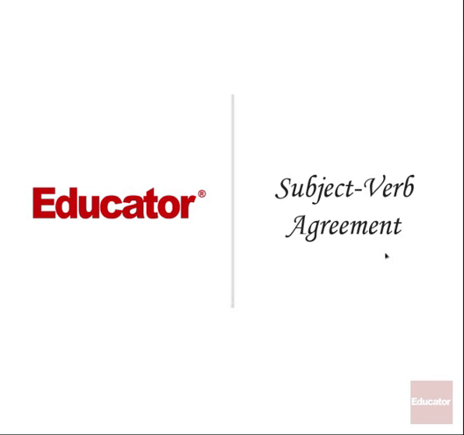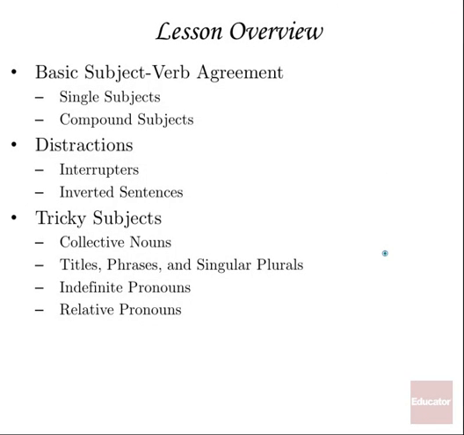Let's get started. All right, we're going to begin with an overview. We're going to talk about basic subject-verb agreement, how to make your subjects and verbs agree when you have single subjects and when you have compound subjects. We're going to talk about a couple of distractions that can make subject-verb agreement more complicated or make it seem more complicated: interrupters and inverted sentences. We're going to look at how to identify those and how to ignore them. And then we're going to look at some tricky subjects that can get in the way of proper subject-verb agreement.